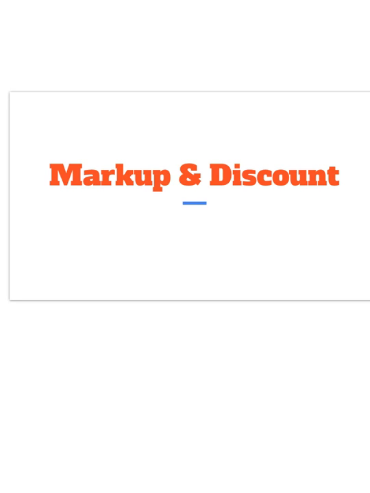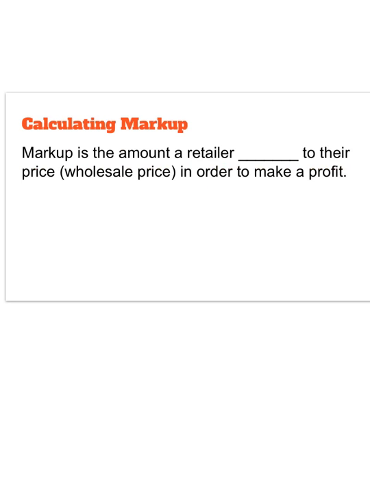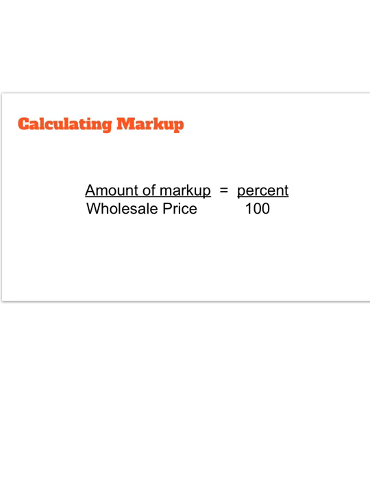Today's lesson is learning how to calculate markup and discount. Let's make sure that we understand what markup is. That's the amount that a retailer is going to add to their price. Their price is called the wholesale price. That's what a retailer pays to put that product on their shelf. So a markup is added to their wholesale price so that they can make a profit.